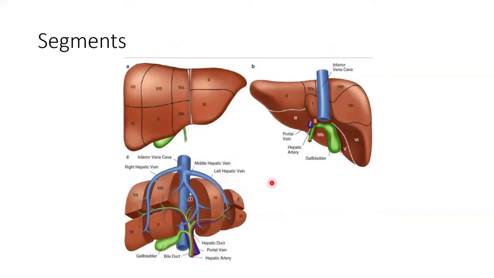There are 8 segments, and the caudate lobe, here you have the caudate lobe, it is the first segment, and then the other lobes are located in an anti-clockwise direction. If you look at it, here you have segment 1, 2, 3, 4, 5, 6, 7, 8, like that. They are located in an anti-clockwise direction.